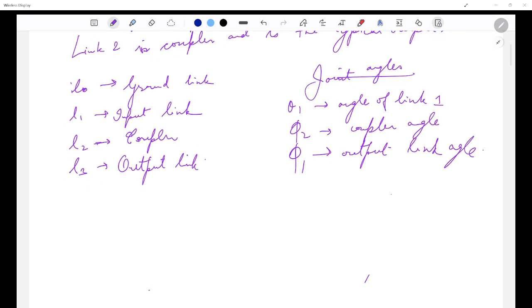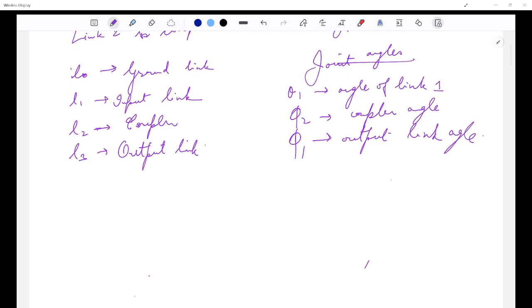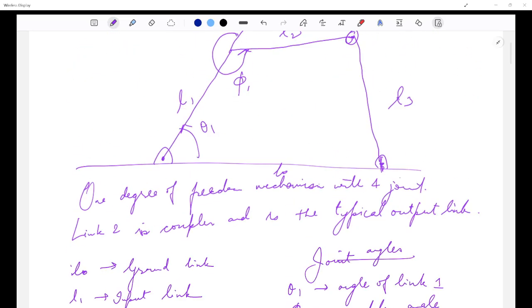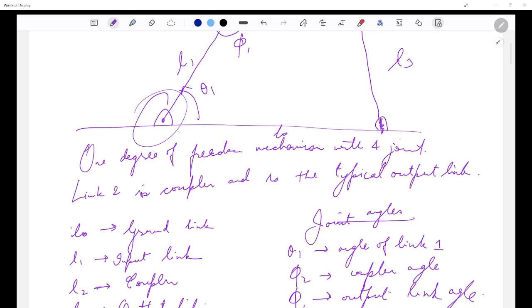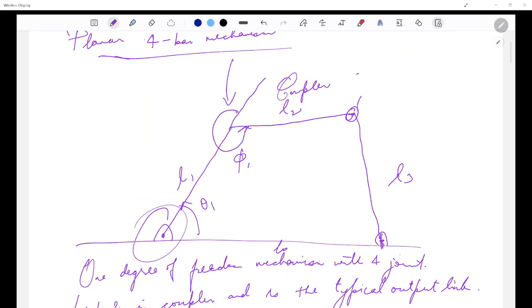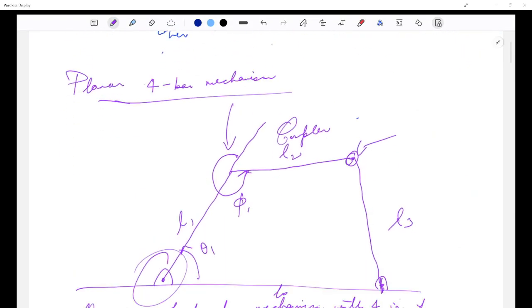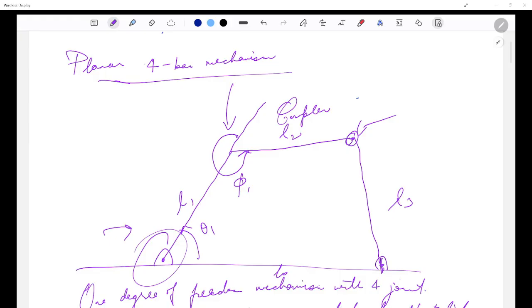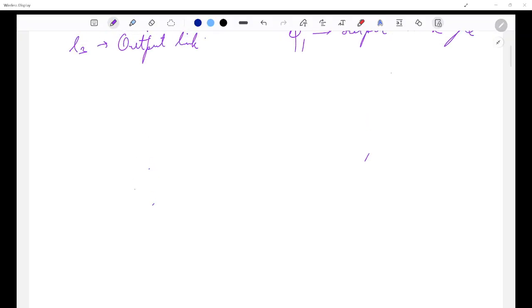L0, L1, L2, L3 is something that you understand, right? It is basically the length. Theta 1 is the actuated joint angle, so this is actuated. But phi 1 and phi 2 are passive joint angles. These both are not actuated. But they are revolute joints, and then they can move. So just by actuating this joint, if this is the output link, then we want to arrive at a particular position and orientation corresponding to this link.